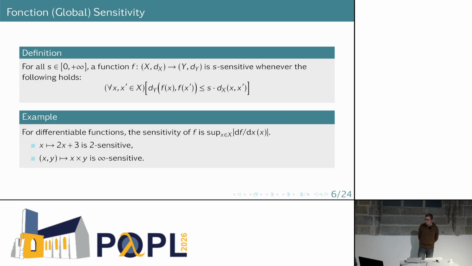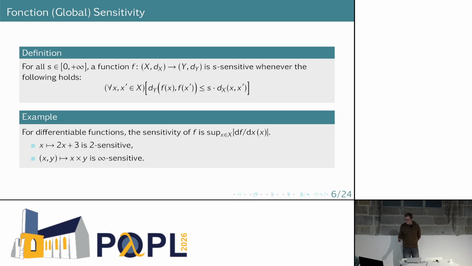So here are just two small examples. For a linear function or an affine function in general, this is going to be the multiplier component. And for multiplication or the square function and so on, it is going to be infinite, since there is no way to bound that arbitrarily without taking a specific point into account.